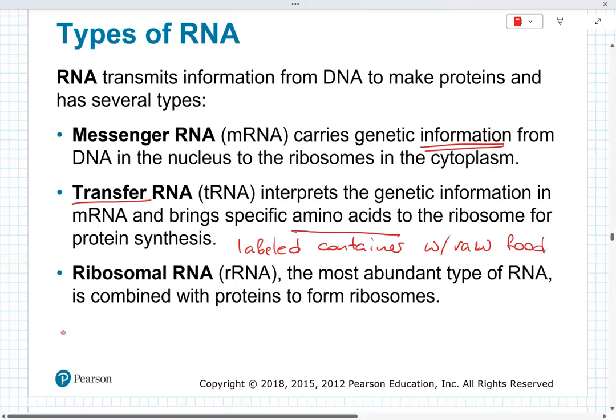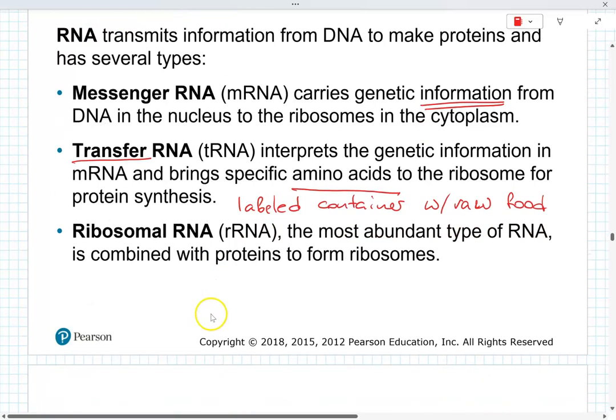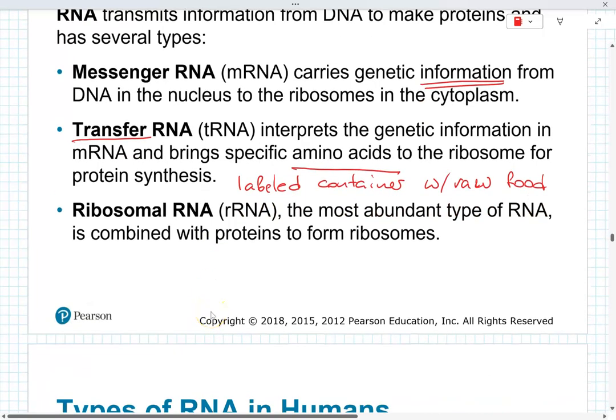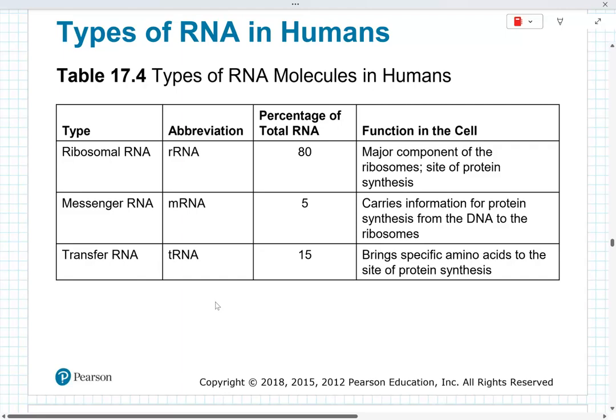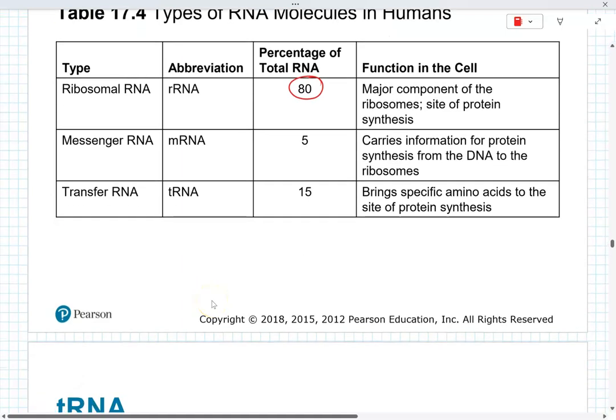Okay? So you look at the container and it says meat. Okay, I know what's inside. I need meat for that recipe. Ribosomal RNA does the cooking. Now, this is where my analogy fails. Ribosomal RNA is the part of a factory that produces protein, in other words, ribosomes. So this table summarizes those different RNA types, with the ribosomal being most abundant, which is logical, since there are a lot of ribosomes.